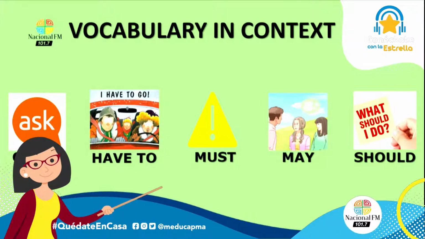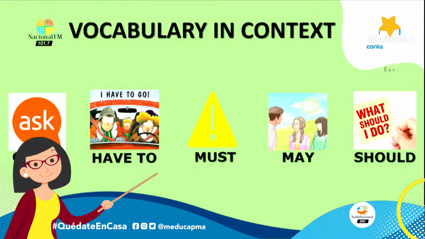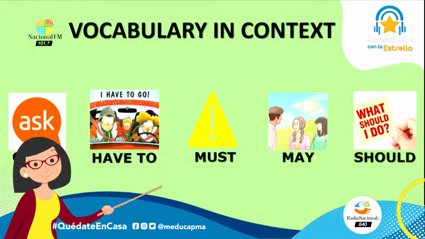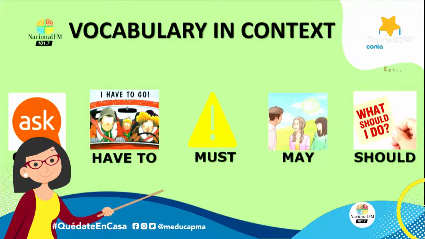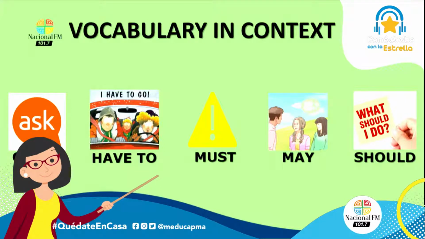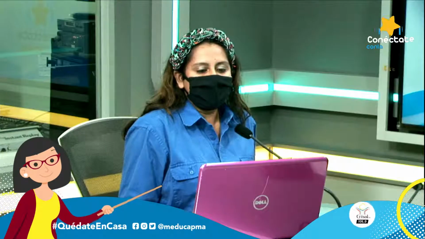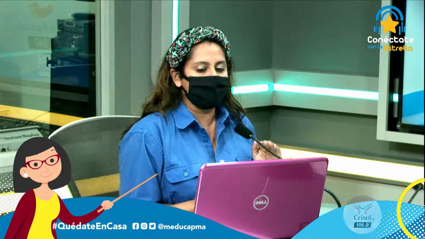Could. Have to. Must. May. Should. One more time. Could. Have to. Must. May. Should. Very good. Now, let's just review the information of type of pollution.